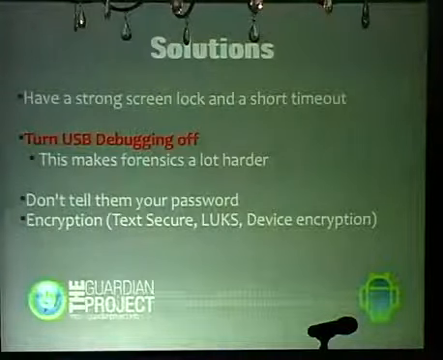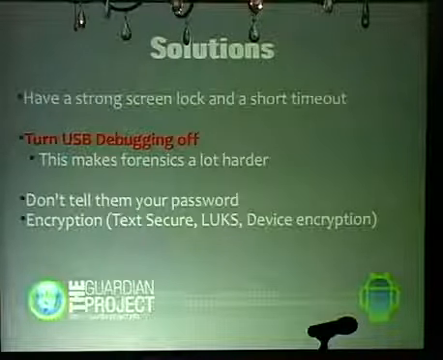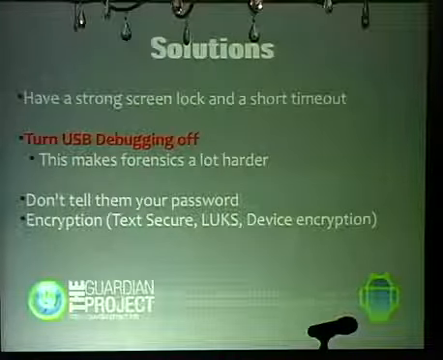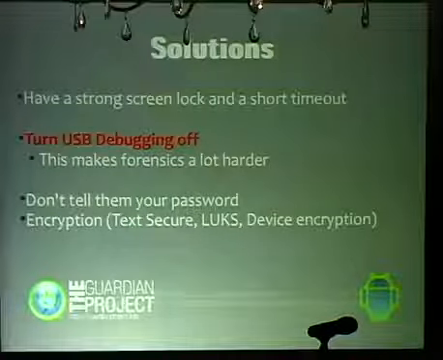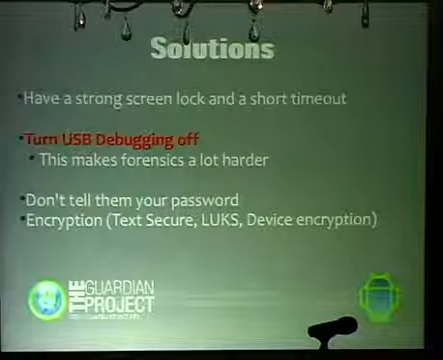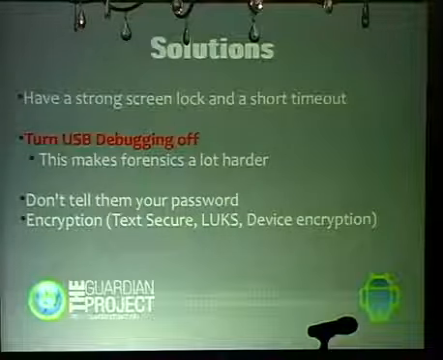So what are the solutions here? One is having a strong screen lock and a short timeout, so that your screen lock is almost always on by the time an officer gets to you and they can't just rifle through your phone. Also, turning off USB debugging is super important. If you have USB debugging on, anybody with physical access to your phone has root on your phone, if you have root on your phone. And if not, then they can use a root exploit that you would use to root your phone.